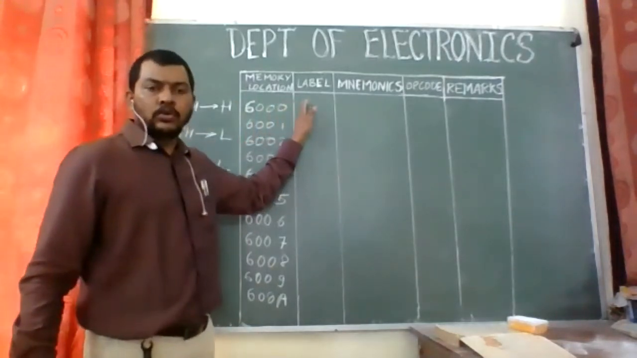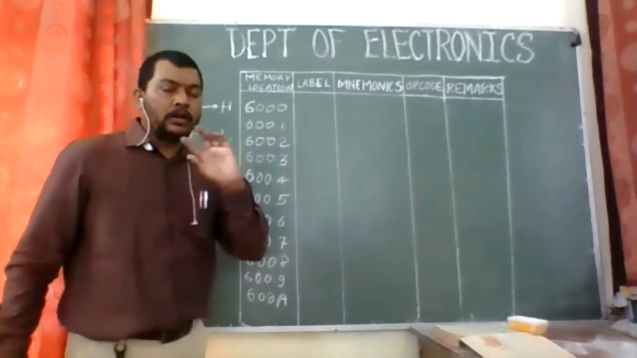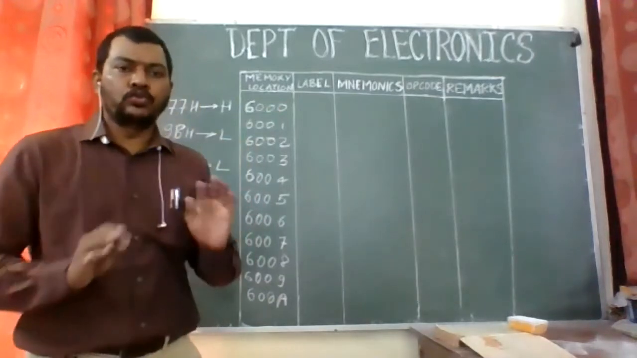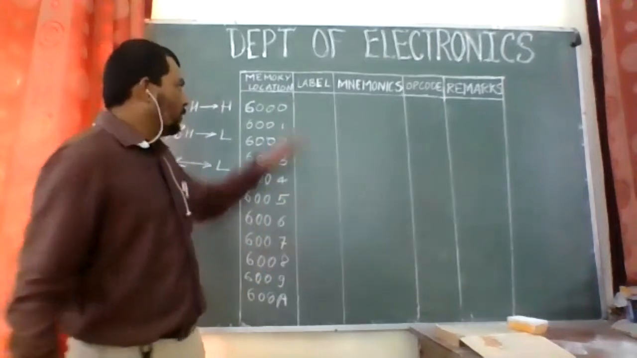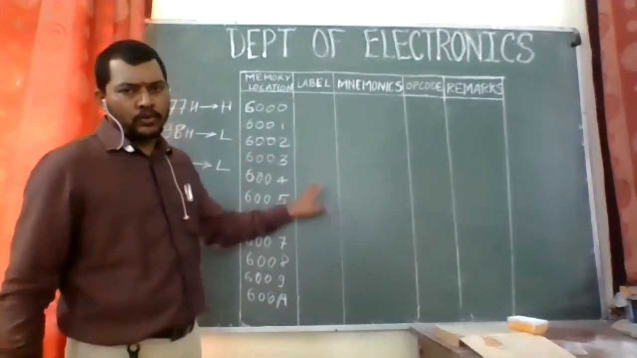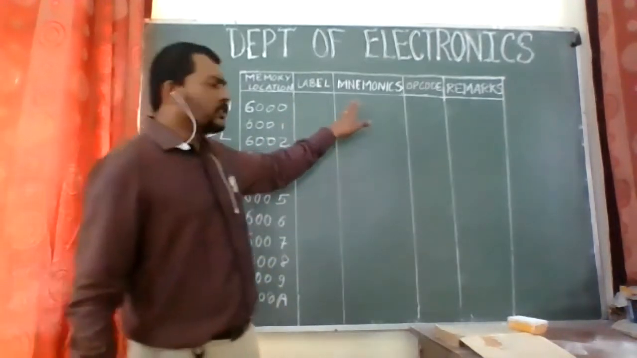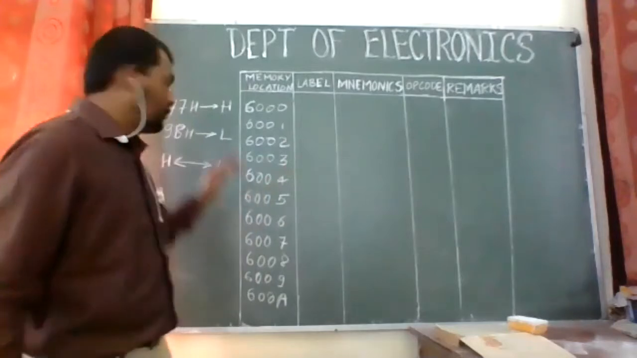Label is for those instructions where we are using jumps, to tell the programmer where we are jumping. Right now we are not going to use this. So let's start from the mnemonics of the program.